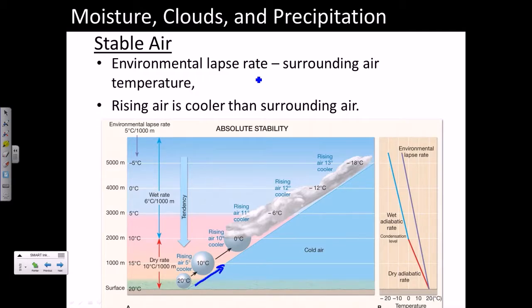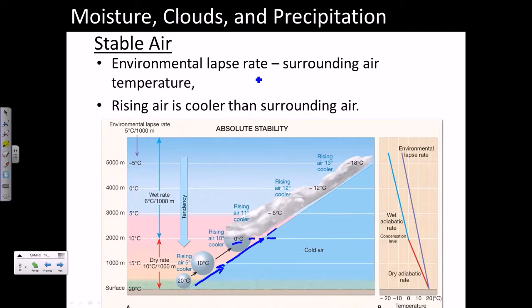It drives up one more package, or the same package drives up one more increment, let's say 1,000 meters again. Now we're at 2,000 meters, right? And it's cooled to 0 degrees. Well, it's at 0 degrees, it's at its condensation level, it's at saturation, and clouds form.